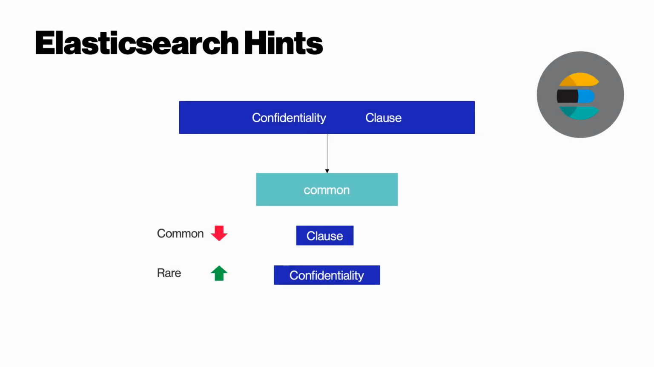Second, the common operator is smart. It divides query terms between those which are rare in the index and those which are commonly found in it. Rare terms will get a boost. Common terms will be lowered.